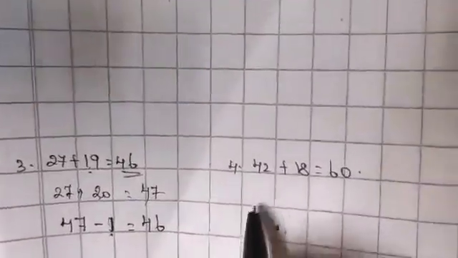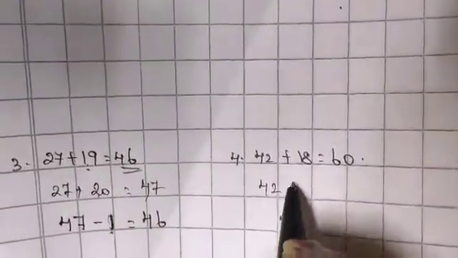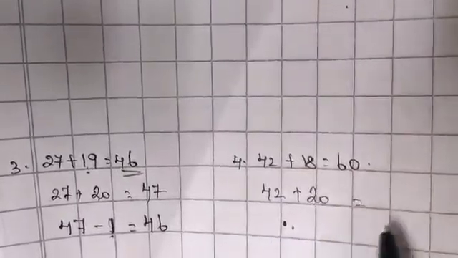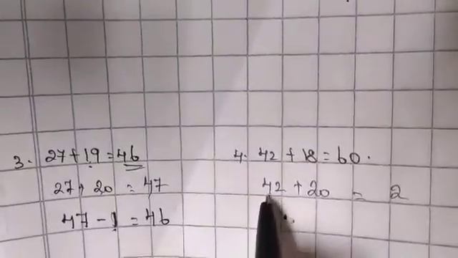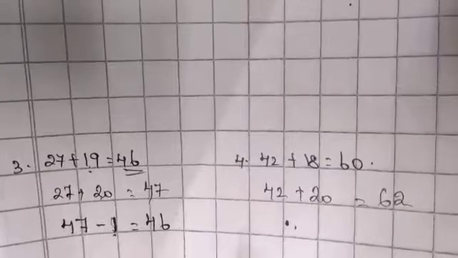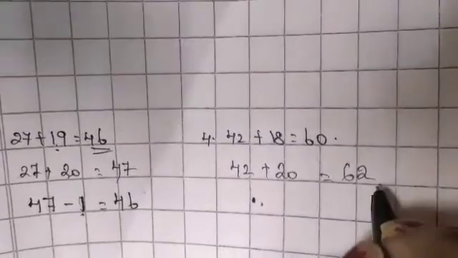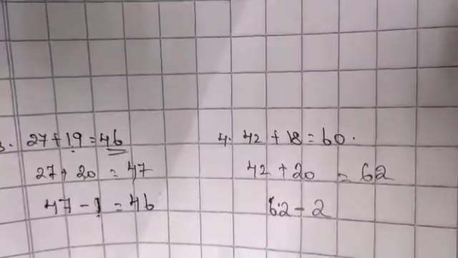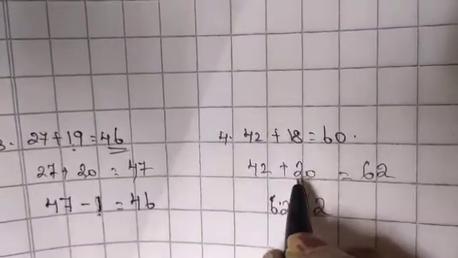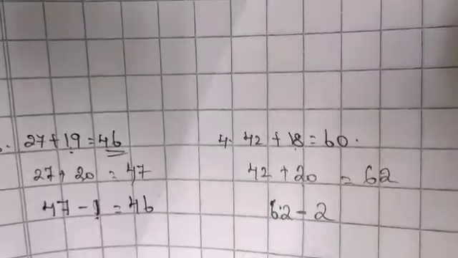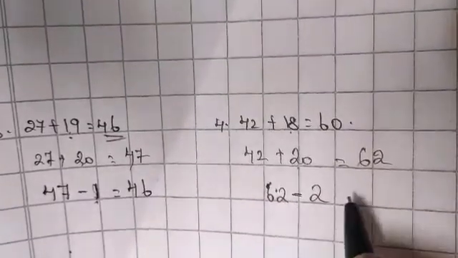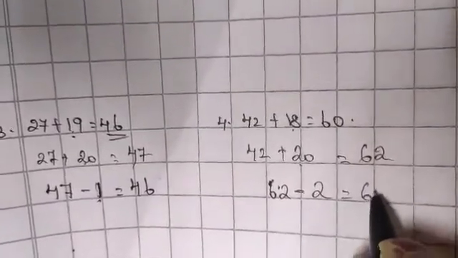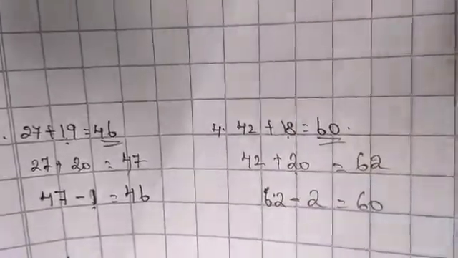And same way here also, 42 plus 20 is 62. Now we are going to do 62 minus 2. Why are we going to do minus 2? Because 20 minus 18 will be 2. 62 minus 2 will be 60. So got the answer 60, children.